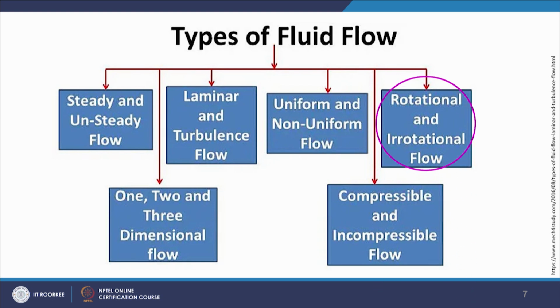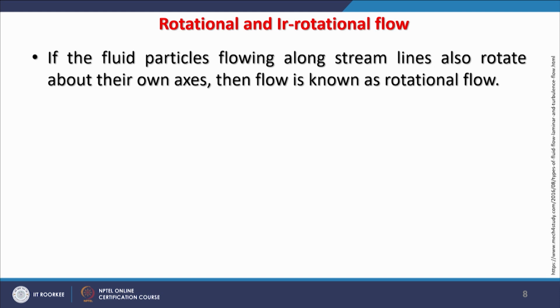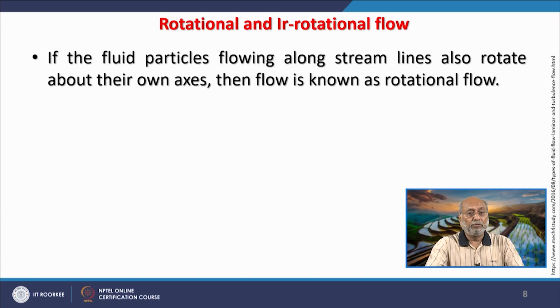Now, the third one is rotational and irrotational flow. We will see that if fluid particles flowing along stream lines also rotate about their own axis, here we are talking about fluid particles, meaning water particles, but there might be some sediments and other things, which may not be completely rounded. So, when they rotate about their own axis, that kind of flow we say is rotational flow.